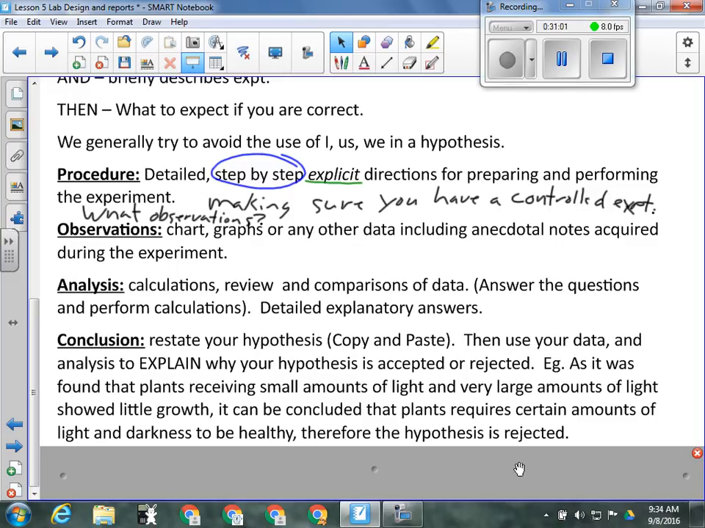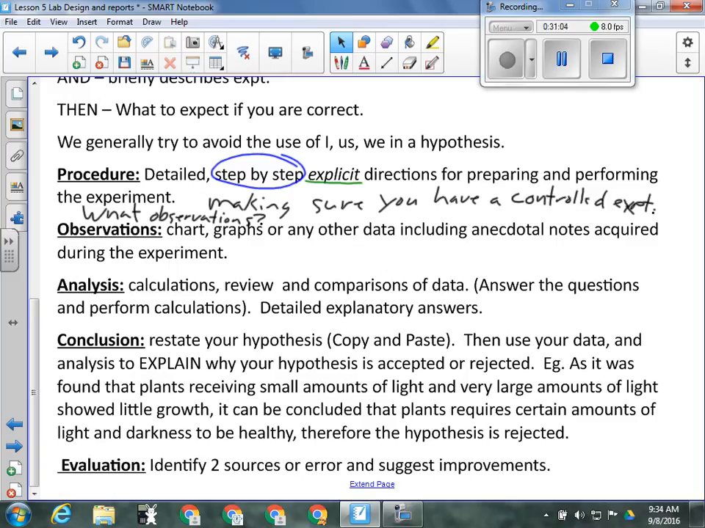The last part of your lab report is your evaluation. And that's not me marking you. You evaluate the experiment and you find in your lab report 2 sources of error, and suggest improvements. Now, where do people go wrong when they're identifying sources of error? They identify human error. Human error can never be a source of error. The sources of error you identify have to be flaws within the experiment itself.